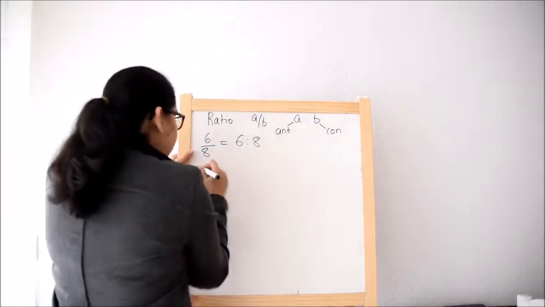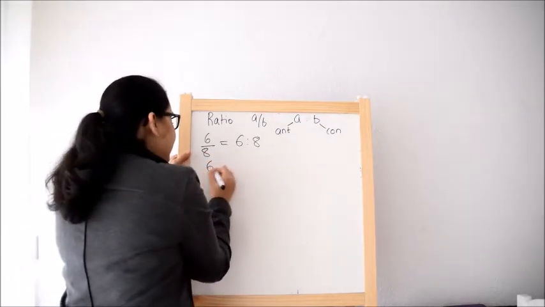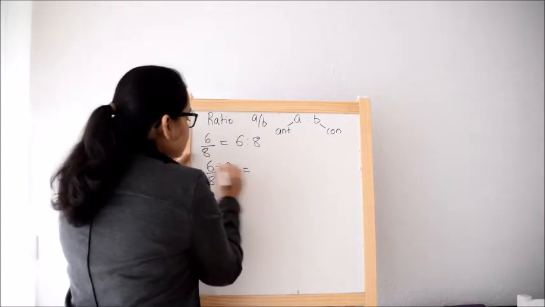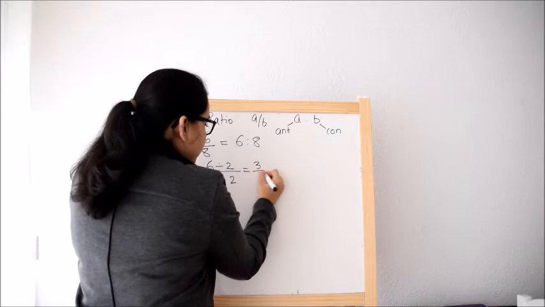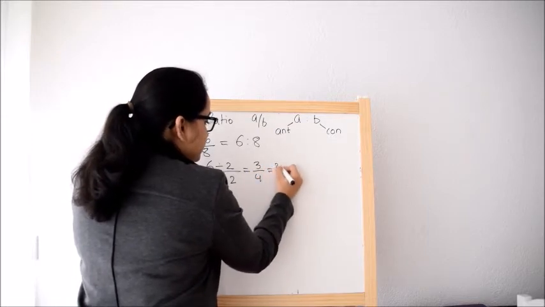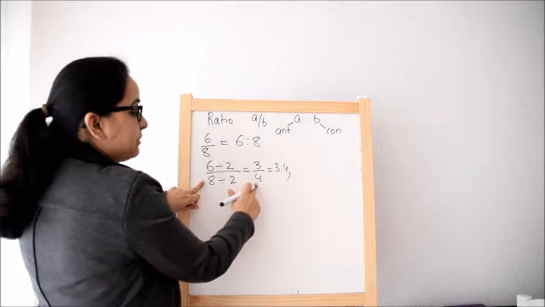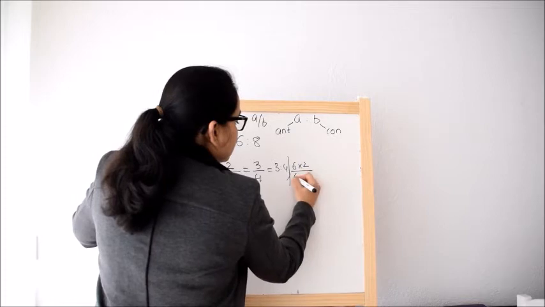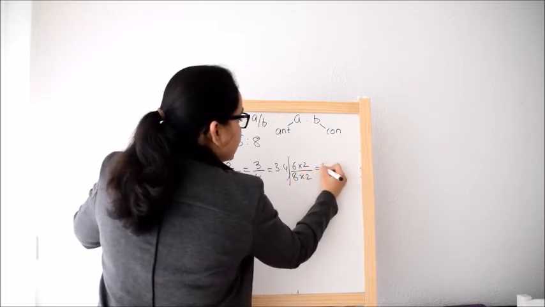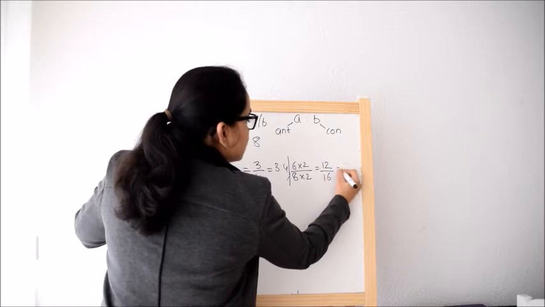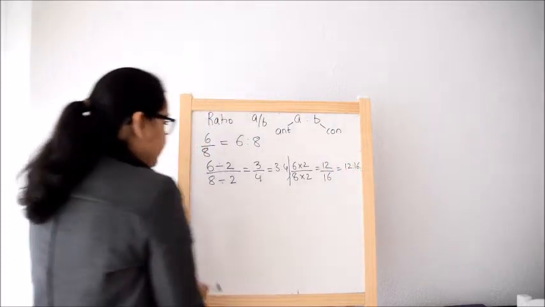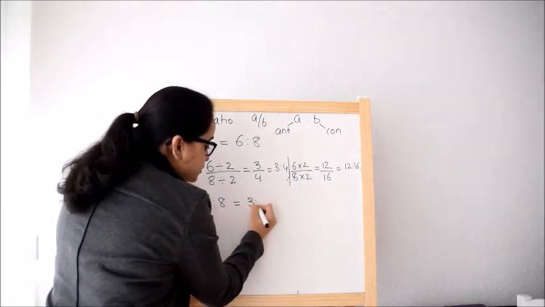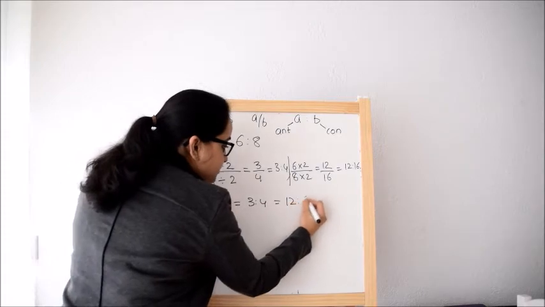Okay. Now, I want to derive a conclusion. So, for that, what I will do is divide both the terms by 2. I will get 3:4. Now what I will do, I will multiply both the terms by 2 and I will get 12:16. And now we can see that 6:8 is equal to 3:4 is equal to 12:16.